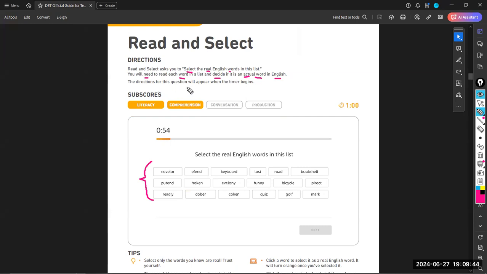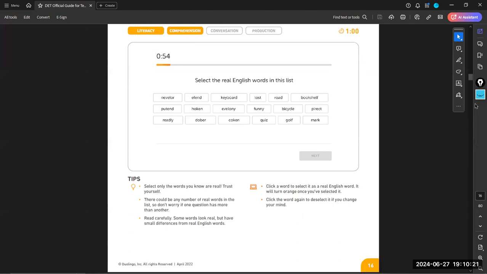The directions for this question will appear when the timer begins. This is the timer. Exactly. You have only 1 minute to finish, not the whole module, only the practice. You notice that the instructions say you have to select the real English words in this list. These are the words that you have to read, and you have to select the real words. Then you have to press next. You have only 1 minute to do so.